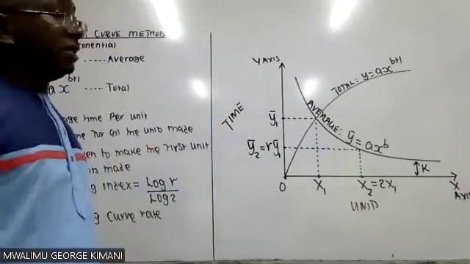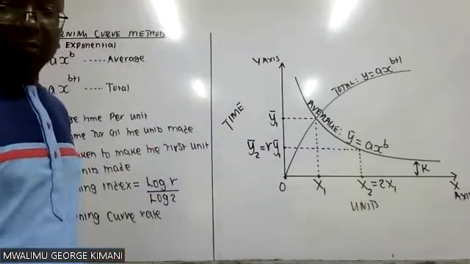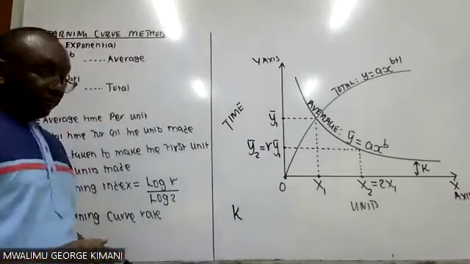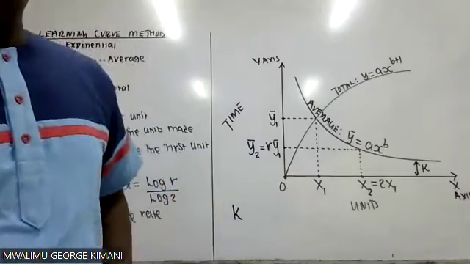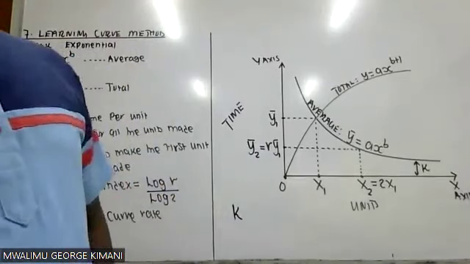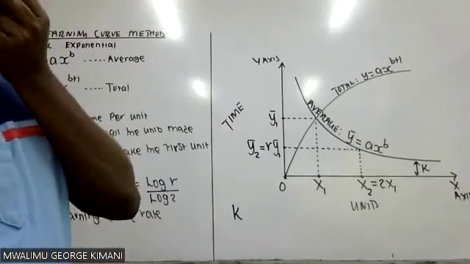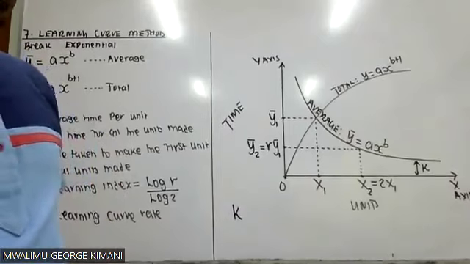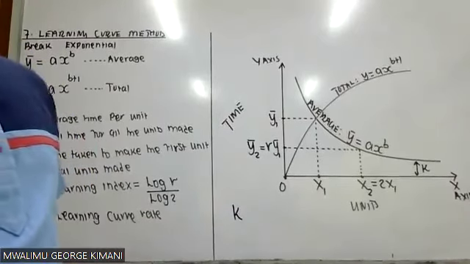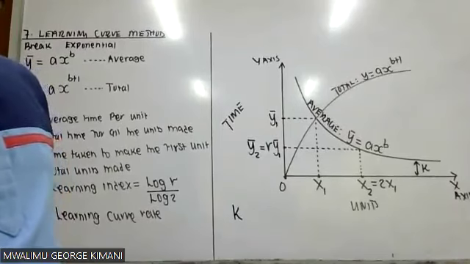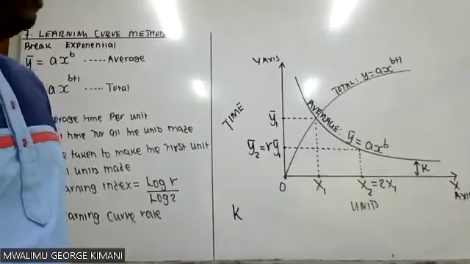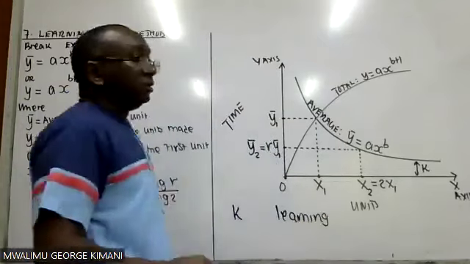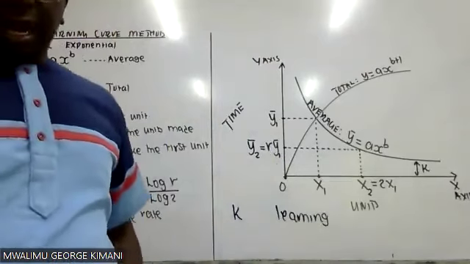I hope everyone has drawn that. Now, if you have drawn, down there you write that K represents the minimum time that is taken to complete a unit at the highest level of learning, full stop.